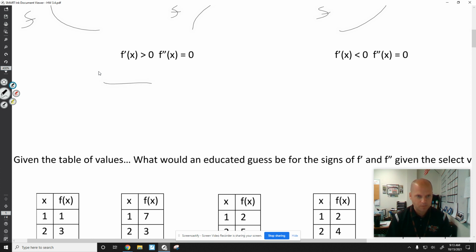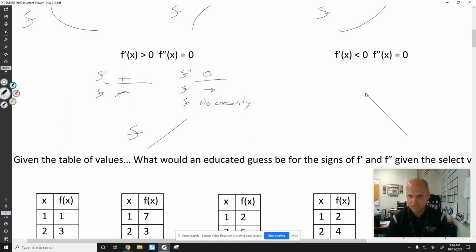If f prime is positive, f is going up. If f double prime is 0, f prime is constant, or f has no concavity. We're kind of familiar with points of no concavity, but here the entire thing has no concavity. So I'm just increasing with no concavity. That's f. And it'd be the same thing here. Decreasing with no concavity. I'm not going to show them.